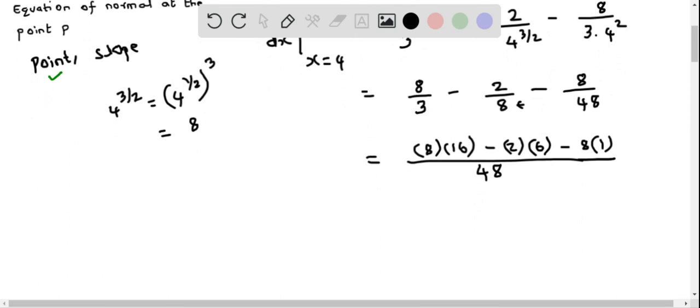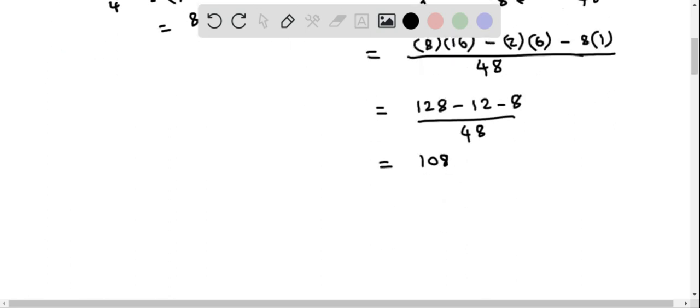So we will have 8 times 16 is 128, minus 2 times 6 is 12, minus 8 over 48. So this gives 128 minus 20, which is 108 over 48. So this can be reduced to the simple terms as 9 over 4. So this is the slope of the tangent line.